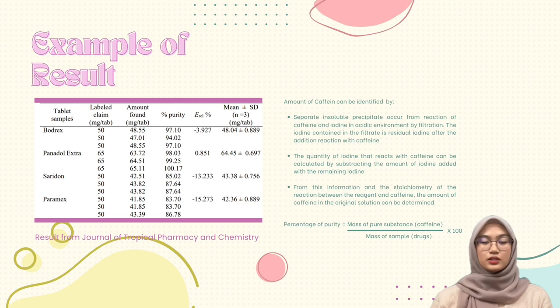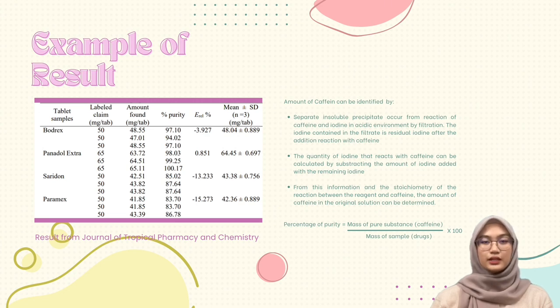In acidic solution, caffeine reacts with iodine to form an insoluble brown-red complex. As you can see in the table, the average caffeine content found for each tablet sample is slightly different compared to the amount of caffeine stated in the label. The percentage of each tablet was also obtained, and the lowest percentage found was in Paramex drugs at 84.73% and the highest was in Panadol drugs at 99.15%. Relative errors are obtained with a range between negative 15.27 and 0.85%.